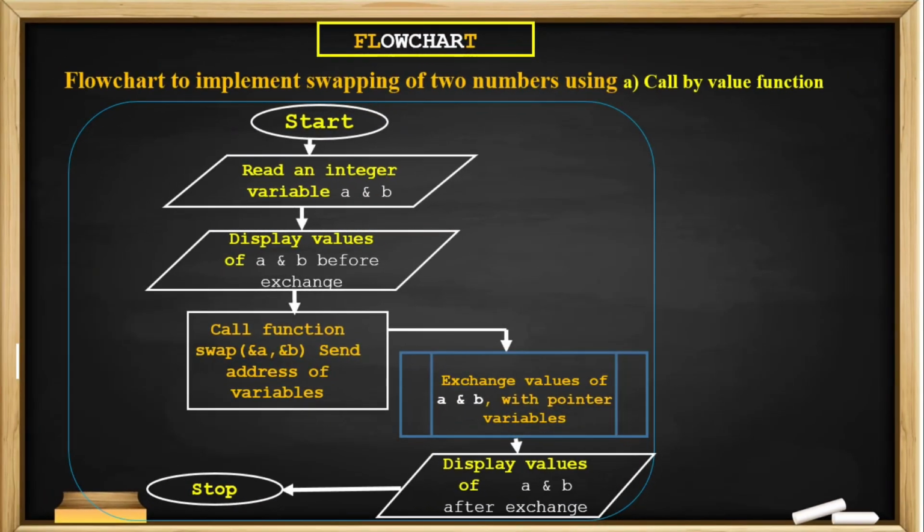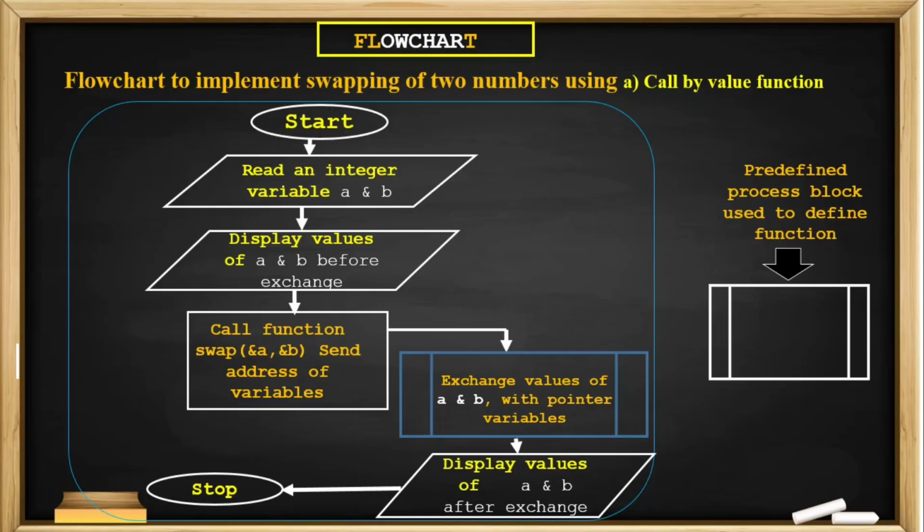Now we shall discuss about flowchart. Flowchart is a graphical representation of an algorithm. First, we will read value of variables a and b as shown in input-output block. Then, we will display value of variables before exchange. Later, in process block, we call a function swap(&a, &b). In subroutine block, exchange operation is carried out and final values are displayed using input-output block.